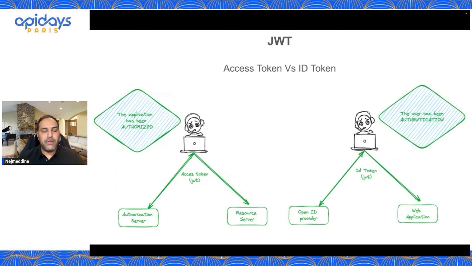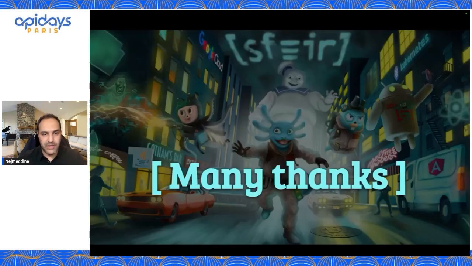And the question is, what is the difference between the access token and the ID token? The access token is generated by the authorization server and is used to access the resource. So it's your access token, and when you are using OIDC, it will be a JWT. And the ID token, which can also be a JWT, is generated by the OpenID provider, and it's used mainly by the web application to extract some information like your email, your name, your address, etc.